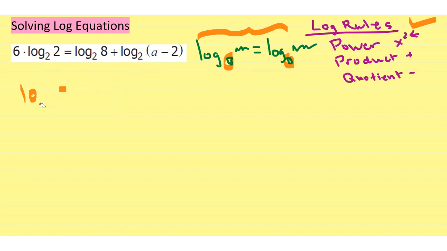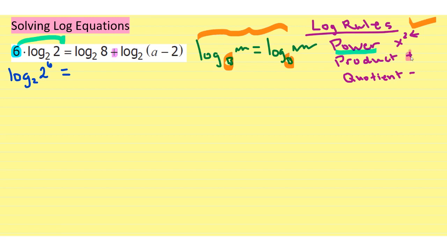So let's go ahead and erase all this stuff, and let's think about it. We have the power rule. The power rule says that if I have a power in front of the log, I can move it up to this position right here. So we're going to rewrite it as log base 2 of 2 to the 6th power. We've just employed the power rule, and we are allowed to do that.